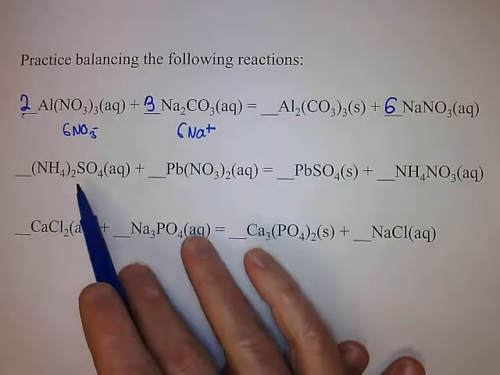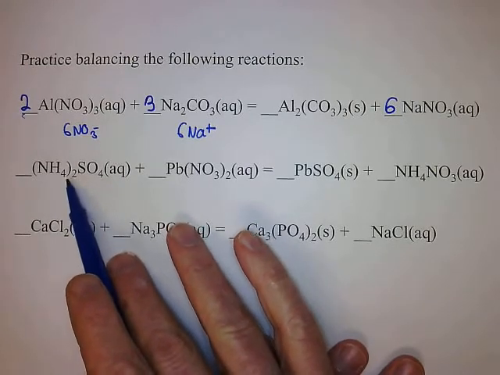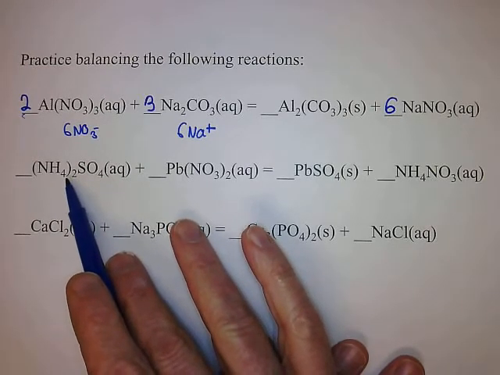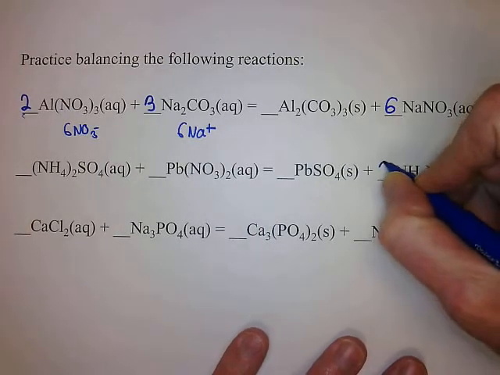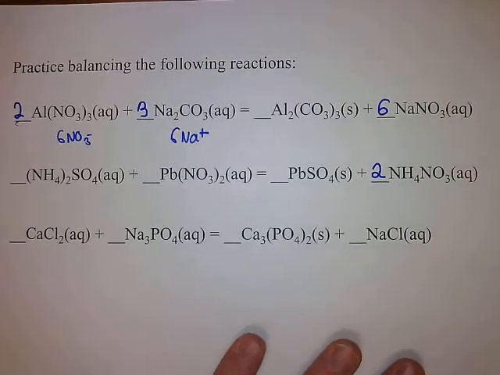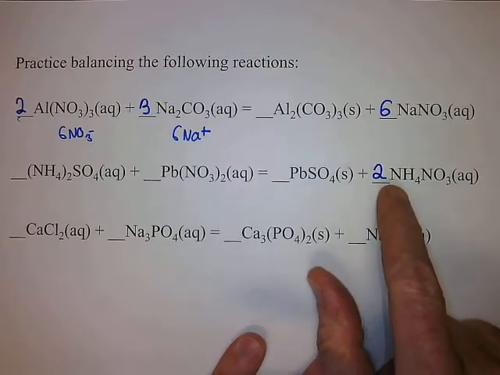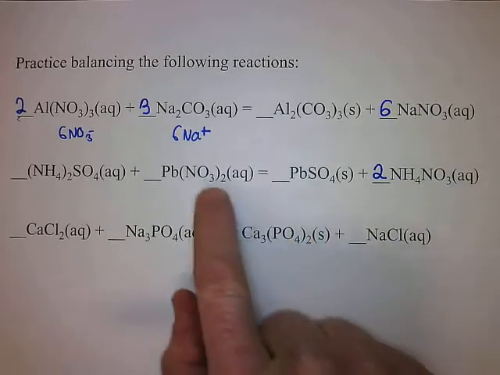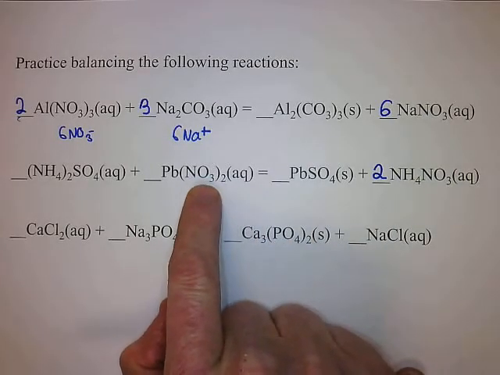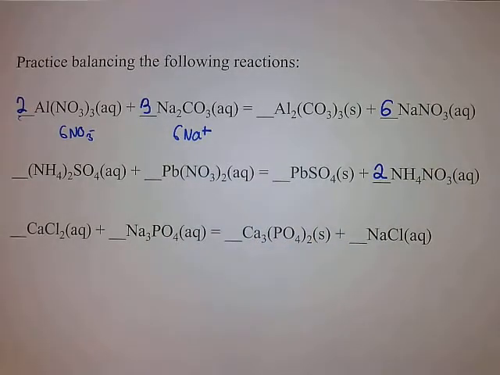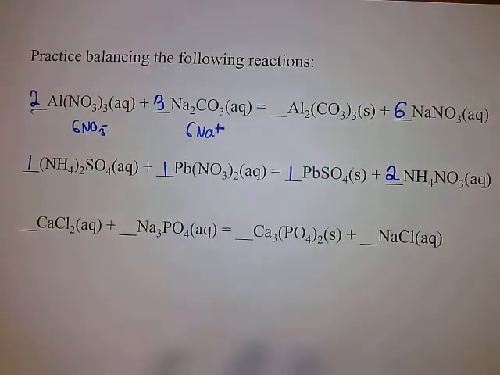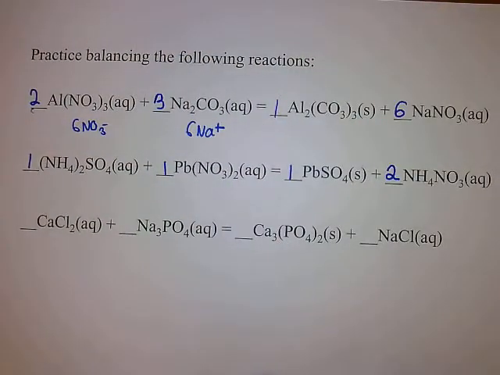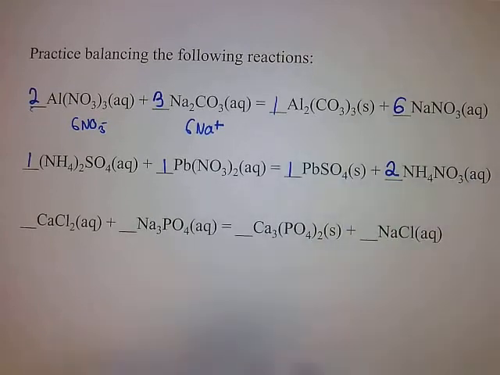Now we have a bit of a problem with the ammoniums. There's 2 ammoniums here, and only 1 ammonium in ammonium nitrate, so we're going to have to put a 2 there. That gives us 2 ammoniums and 2 nitrates, and we already have 2 nitrates here. So that's pretty much all we have to do to balance the equation. We don't really have to write the 1s. If you don't see a number, then the 1 is implied. I'll go ahead and write them in.